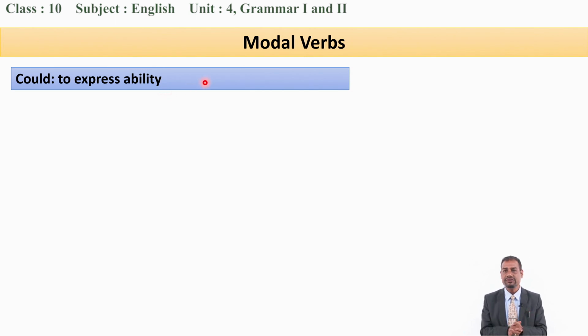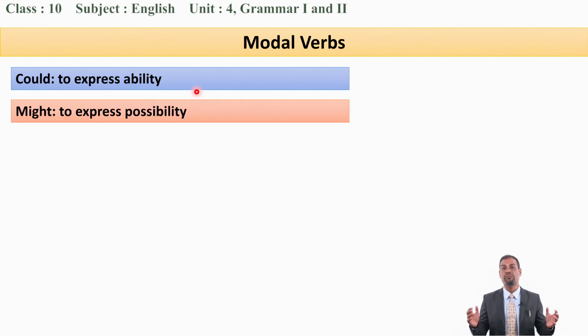Is this clear to you? Good. If so, you have to write it in your notebook also. Please write it down. Could is used to express ability. Okay, modal verb could is used to express ability. Is it clear to you? Good. Now, the next underlined word we have is might.